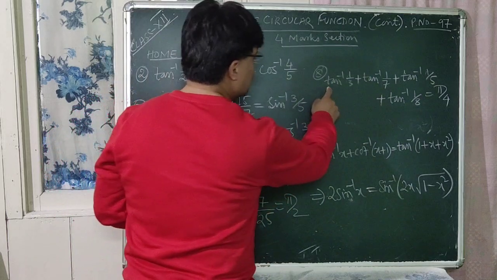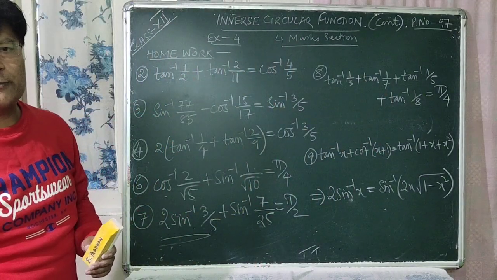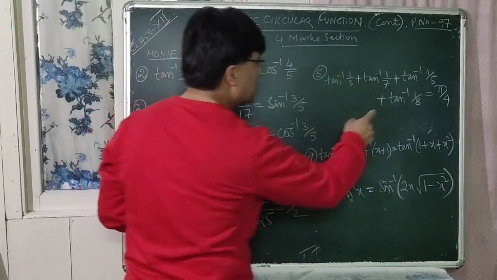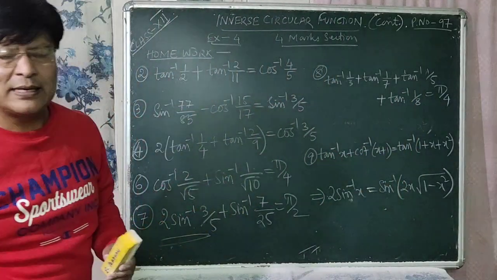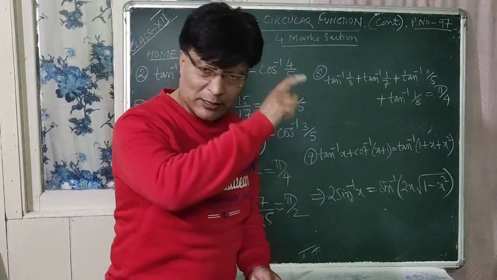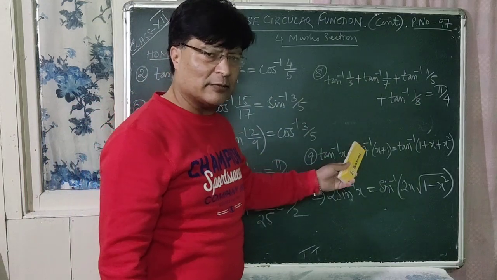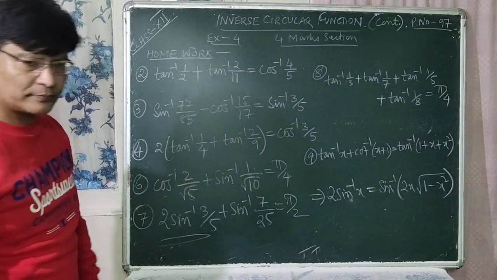This is tan inverse 1/3 plus tan inverse 1 by 7. First simplify it using tan inverse x plus tan inverse y. Right. Again you can simplify the next two terms, that is tan inverse 1 by 5 plus tan inverse 1 by 8, using the same formula, tan inverse x plus tan inverse y. Okay. Then after simplification, again you have to use the same formula, that is tan inverse x plus tan inverse y, to get pi by 4. So you can do it at home.